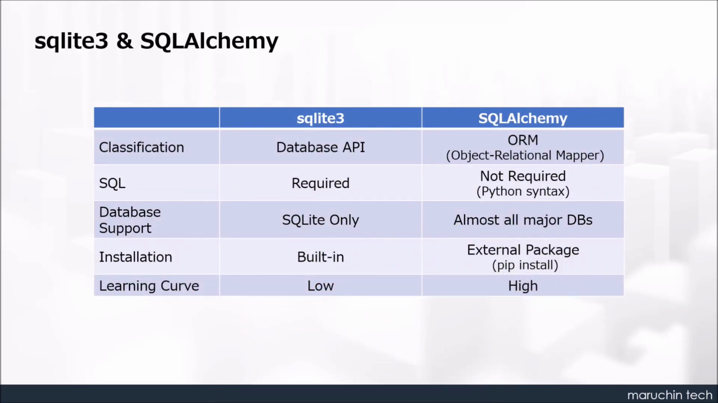Next, let's introduce sqlite3 and SQLAlchemy. sqlite3 is a module included in Python's standard library. It is an interface for communicating with SQLite. SQLAlchemy is a third-party library for database interaction. It primarily functions as an ORM and is designed to let you manipulate databases using object-oriented programming concepts.